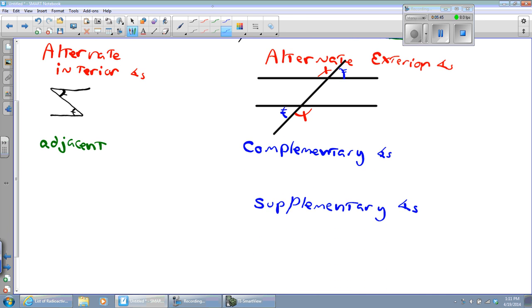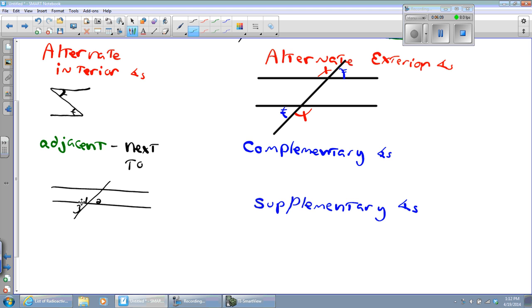All right, adjacent. That is a fancy way to say next to. It just means the angle next to it. So if I take this and I call this angle 1, and that angle 2, angle 1 and angle 2 are adjacent to each other. So are angle 1 and angle 3.